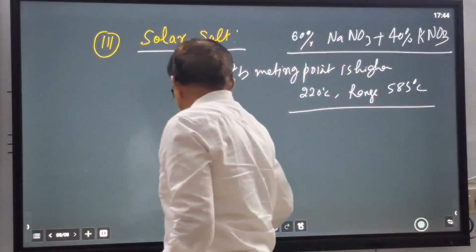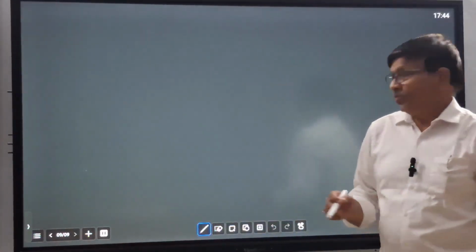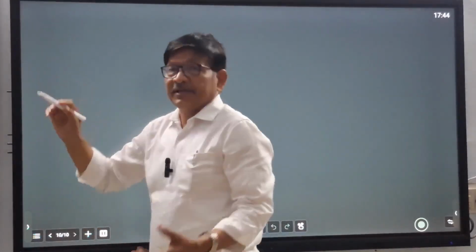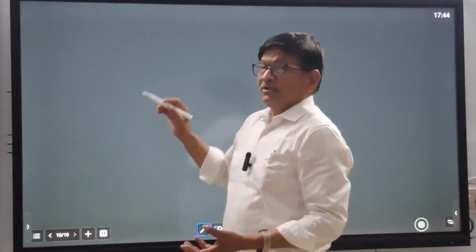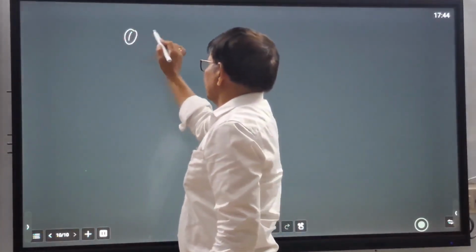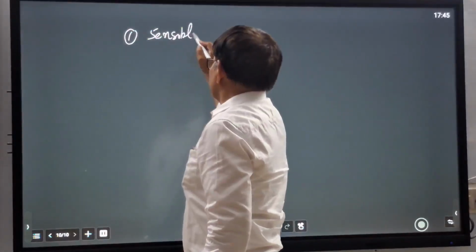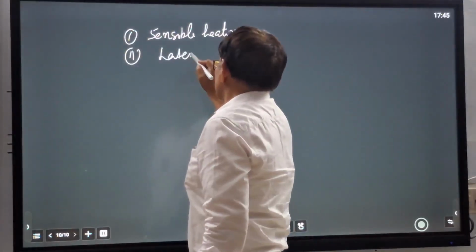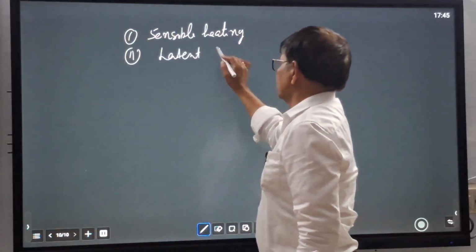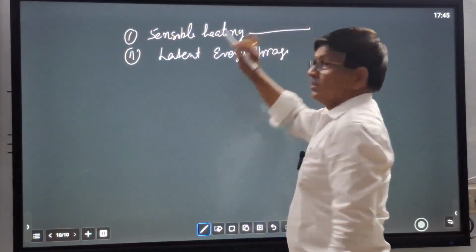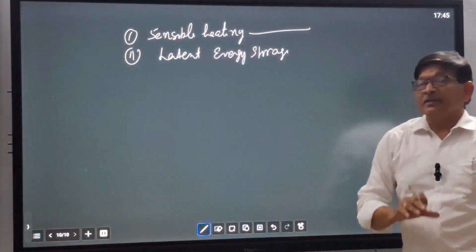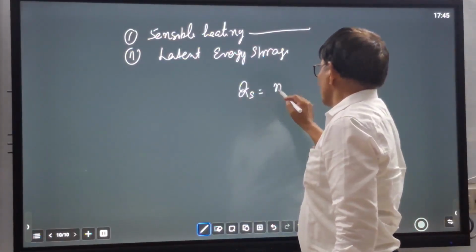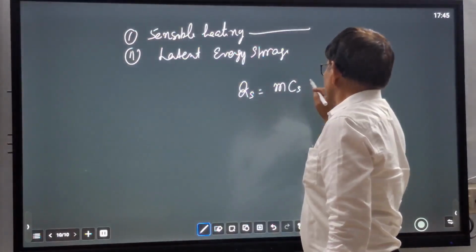The next topic is in which form energy is stored. So what is the form of energy? Because a material will store energy in the form of, number one, sensible heating, and second, latent heating, latent energy storage. In a sensible heating system, the material will remain in the same phase. Q will be stored in the sensible region, Q equals m c_s delta T.